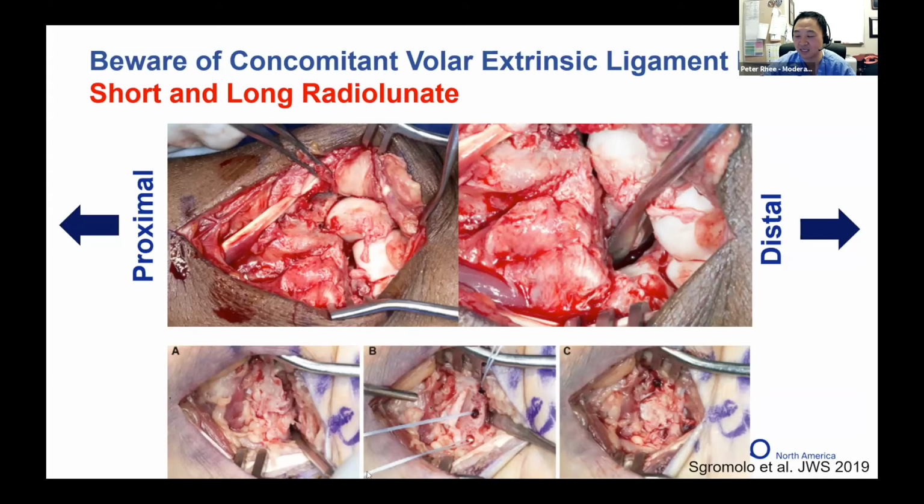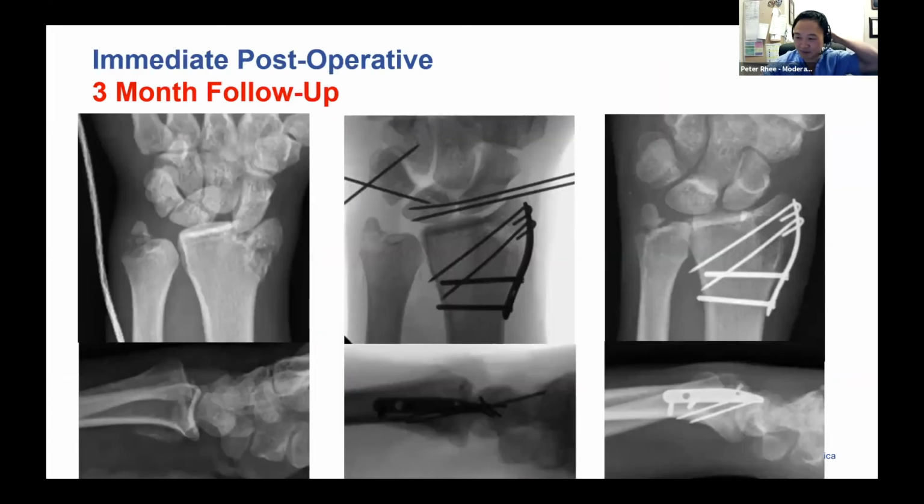And in that case, you have to repair your volar extrinsic ligaments down. I had seen enough of these in my practice when I was in the military that we looked at cases throughout my military career. This is how I fixed it with the suture anchors.